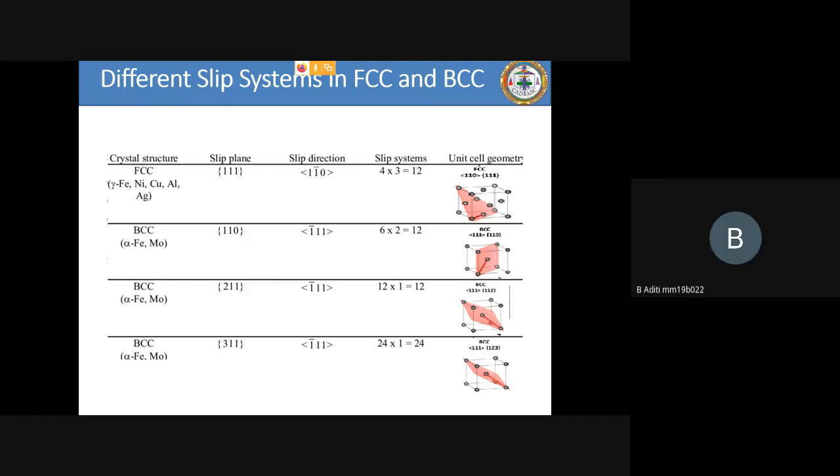The shorter the distance between atoms, the more close packed it is. It means dislocations have to cover much less distance for every step they move during plastic deformation. That's the reason. So there is a very interesting question: why is FCC, with only 12 slip systems, more ductile than BCC with 48 slip systems?